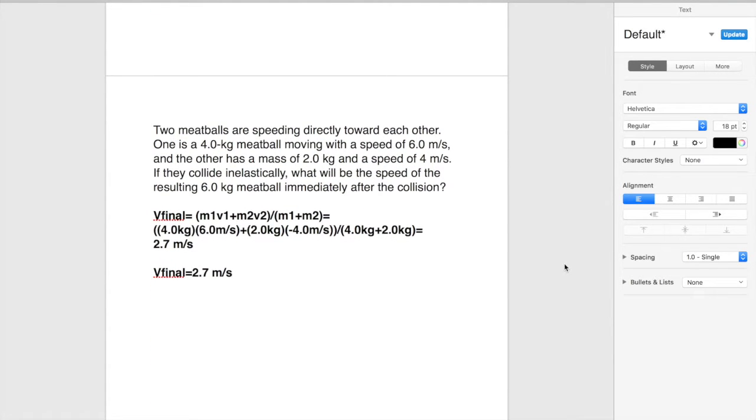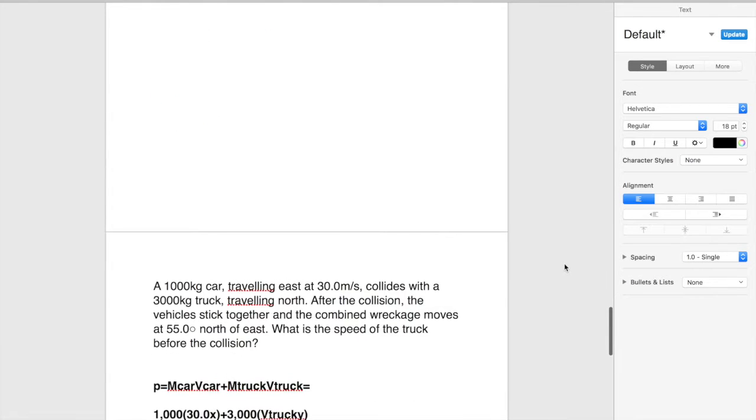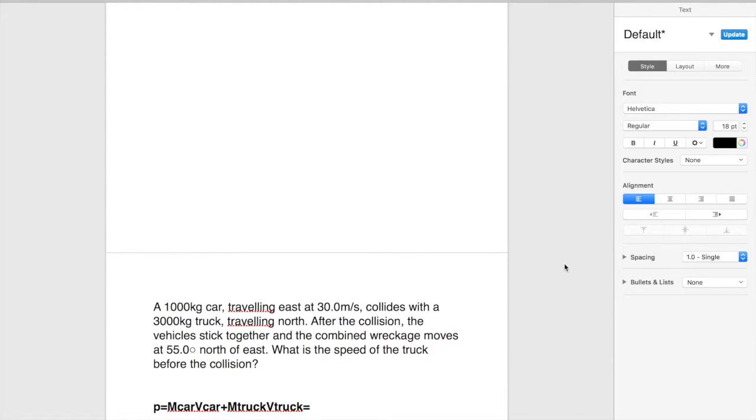Now let's look at something slightly more complex. We have a 1,000 kilogram car traveling east at 30 meters per second, which collides with a 3,000 kilogram truck traveling north. Note, there is no given velocity for the 3,000 kilogram truck.